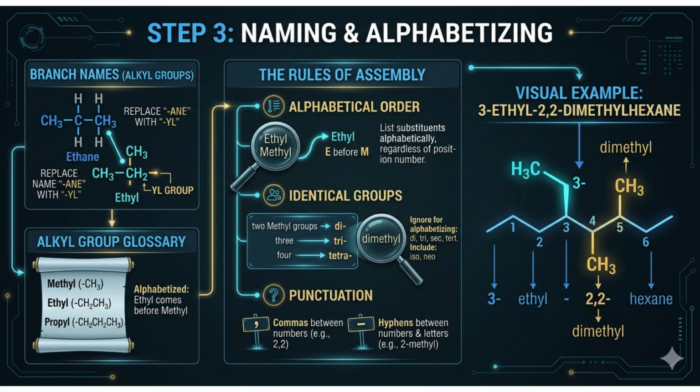Let's put it all together with this visual example. 3-ethyl-2,2-dimethylhexane. Notice how ethyl comes first because of the letter E, followed by dimethyl because we ignore the D and look at the M. We have a hyphen between the 3 and ethyl and a comma between the two 2's. This gives us a perfectly structured IUPAC name.